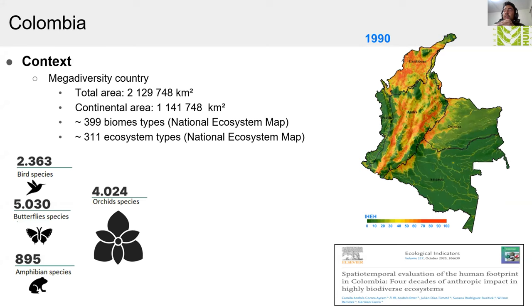Colombia is one of the most biodiverse countries in the world because it has great diversity of ecosystem types. And for this reason, in Colombia, there is a great richness of species. And this configures its territory as a megadiversity place. Therefore, Colombia has a great responsibility towards global conservation objectives.